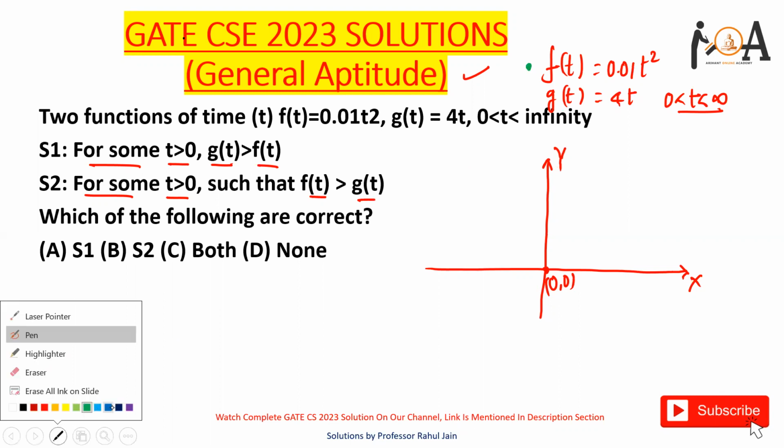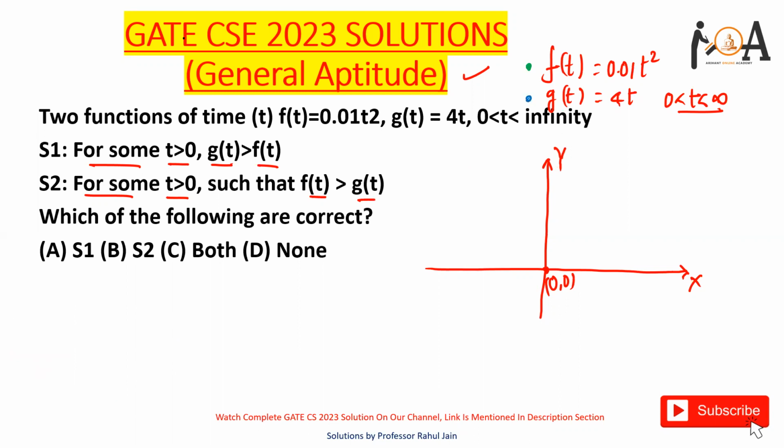Let me represent the f(t) function with green color, and I am going to represent g(t) with blue color so that you can understand the graphical picture very clearly. f(t) is nothing but 0.01 t square, a straightforward parabola. You know the property of a parabola: if the value of the coefficient is lesser, it is going to be much straighter, stretched like this in quadrant 1, because of its lesser coefficient value.